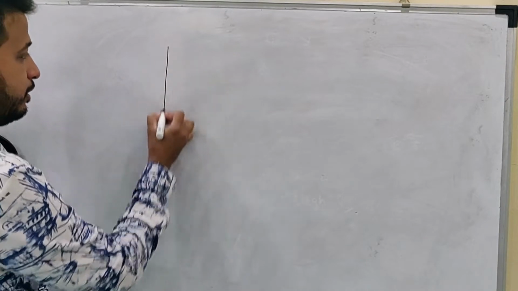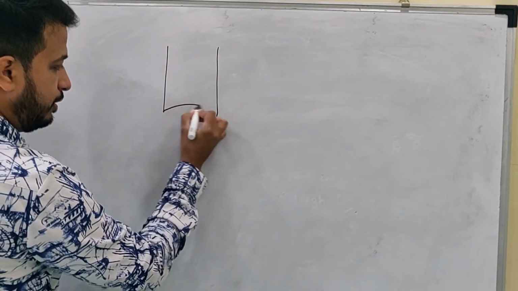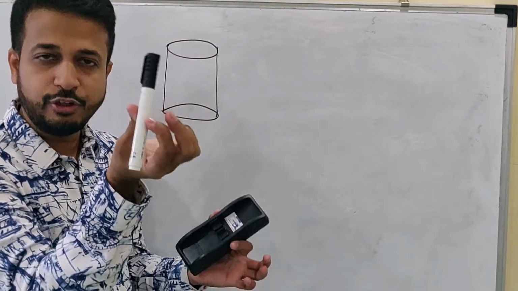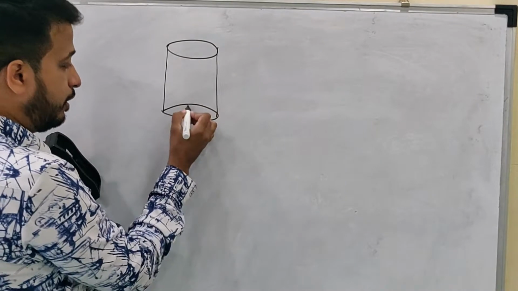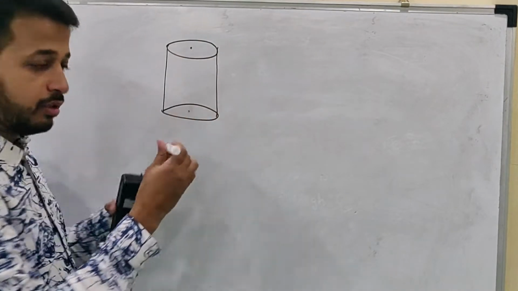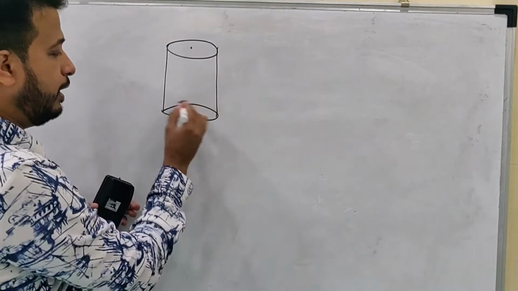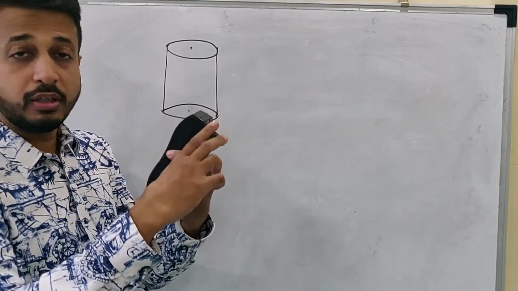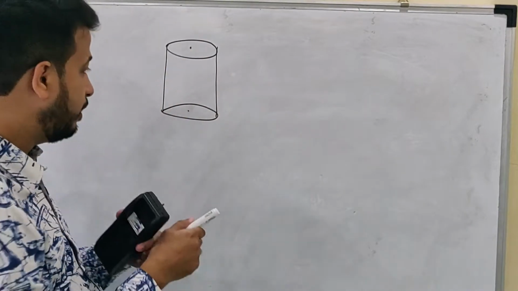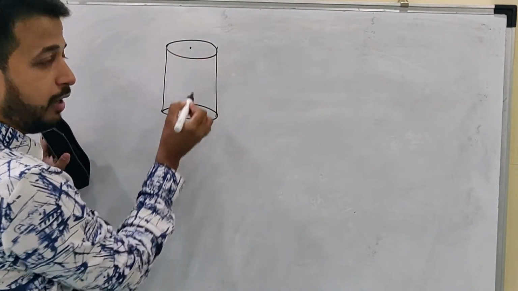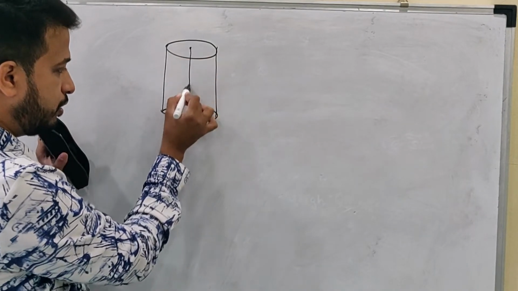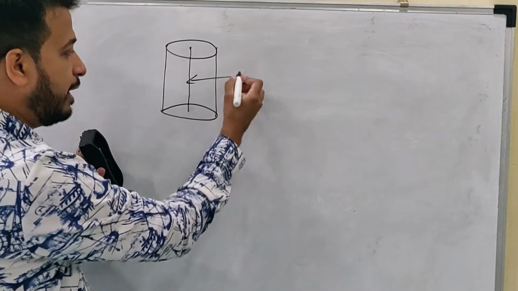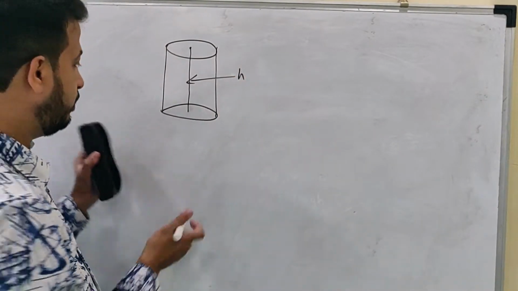A cylinder is a shape of this type. Even this marker is a cylinder shape, right? A cylinder has two circles, one circle on the base and the other circle on the top. If I join the two centers of the circles of the cylinder, this becomes the axis of the cylinder, and this can be my h, which is the height of the cylinder.